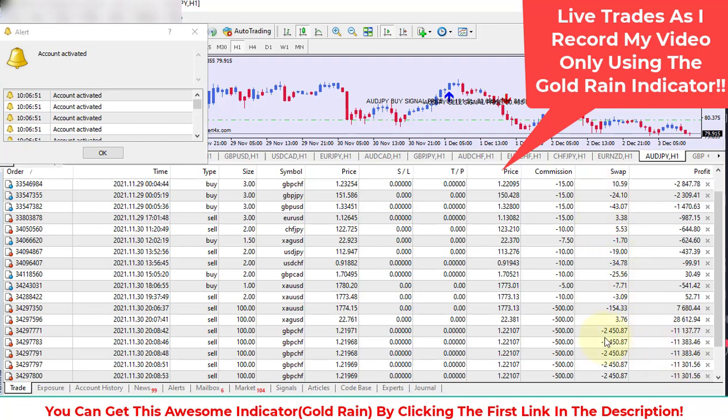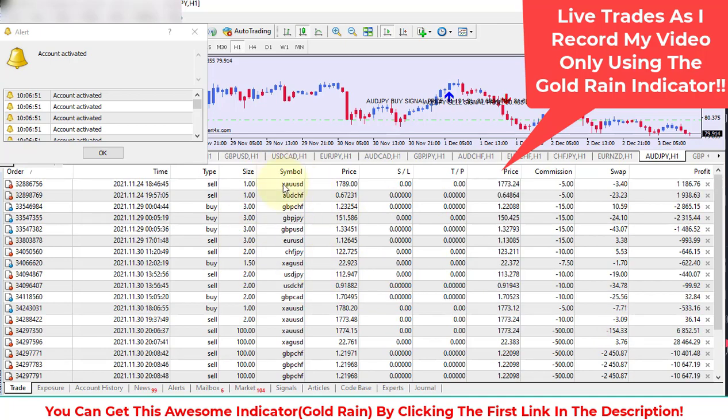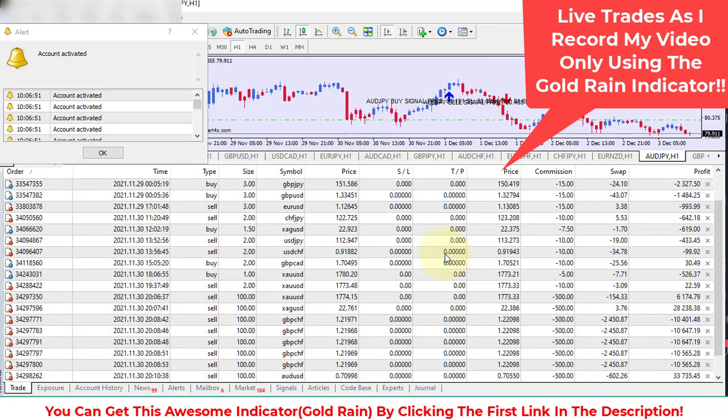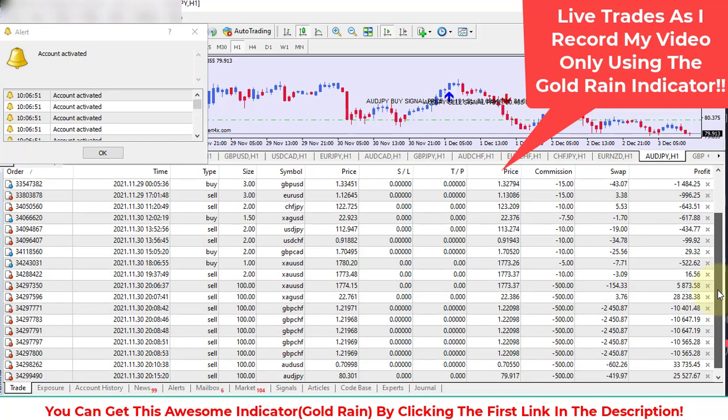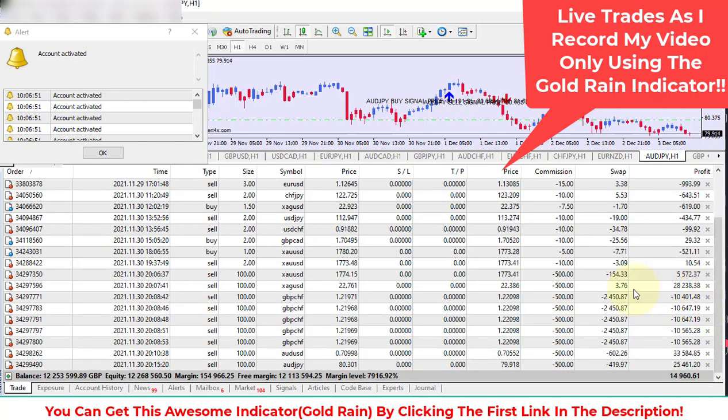But look at the swap, guys. 2,450 just because it's a Great British Pound pair. They're going to charge you way more than the other pairs, guys. And then it's not really moving the way you really want. I don't like the Great British Pound pairs. But after metals and indices, Great British Pound pairs tend to be the more profitable ones, they say, because it's more volatile than, let's say, NZD/JPY or USD/JPY or stuff like that.